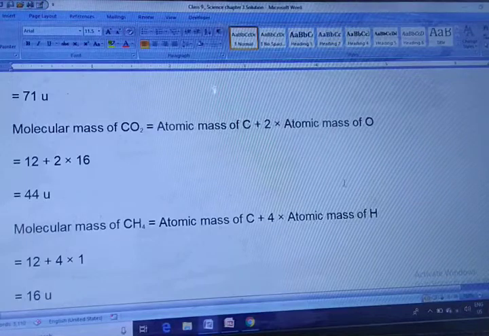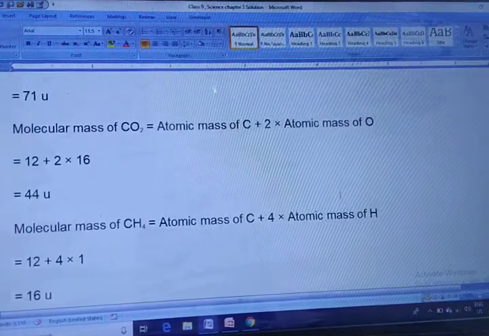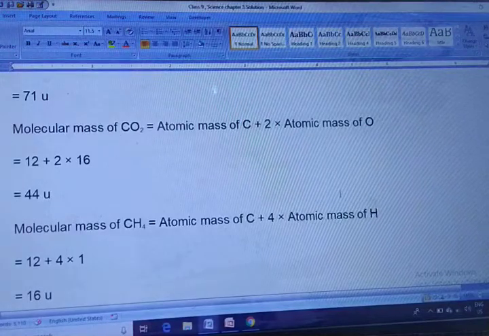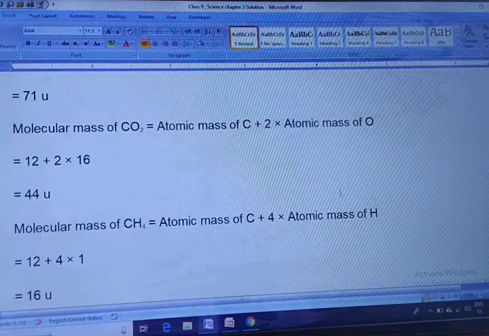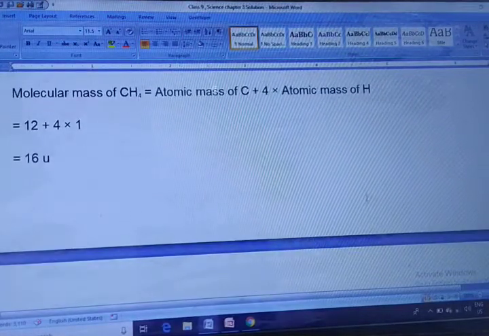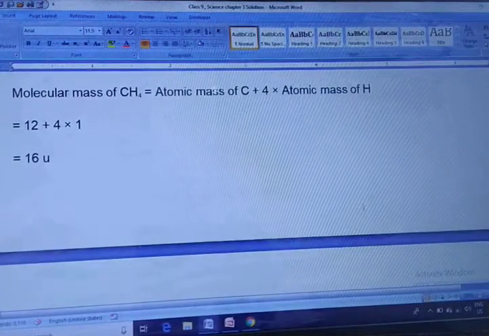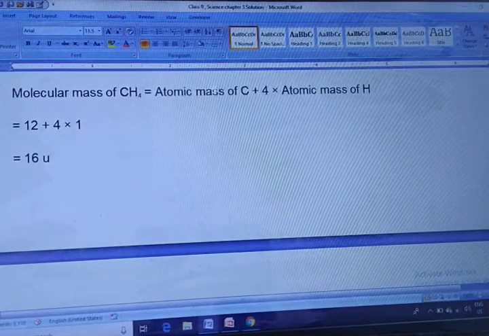Molecular mass of carbon dioxide, atomic mass of carbon plus 2 into atomic mass of oxygen, because there are two oxygen atoms here. You can see carbon dioxide CO2. The atomic mass of carbon is 12 and the atomic mass of oxygen is 16. So 12 plus 2 into 16, that is 44 u. Molecular mass of methane CH4, atomic mass of carbon plus 4 into atomic mass of hydrogen, 12 plus 4 into 1, that is equal to 16 u.